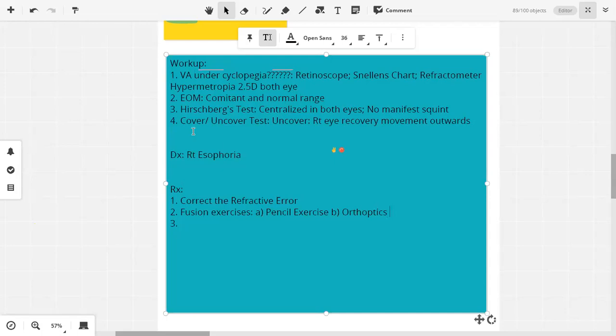Synaptophore. Yes, we used a synaptophore. So basically, the important thing is we can perform fusion exercises using synaptophore.